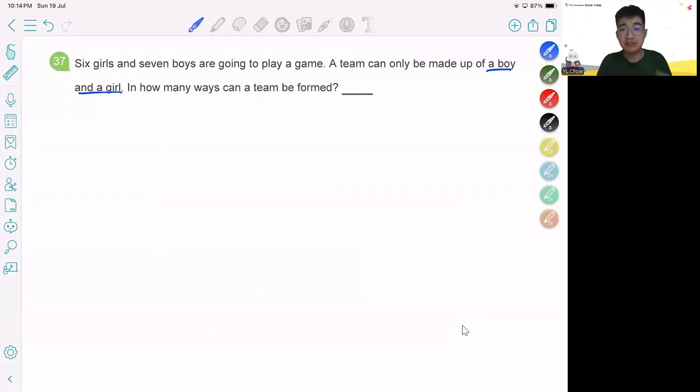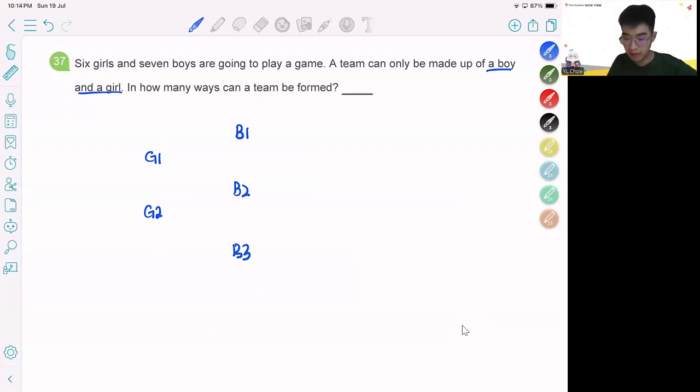So no matter whether I choose a boy or a girl first, it doesn't matter. As long as I choose one boy and one girl, then I'm done. Now, let's say I make this scenario a bit simpler. Let's say that I have 2 girls only, girl 1 and girl 2, and I have 3 boys, boy 1, boy 2, boy 3. How many ways can we form a team?